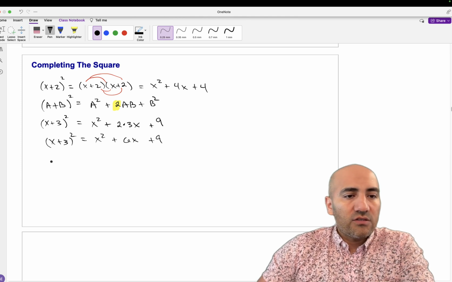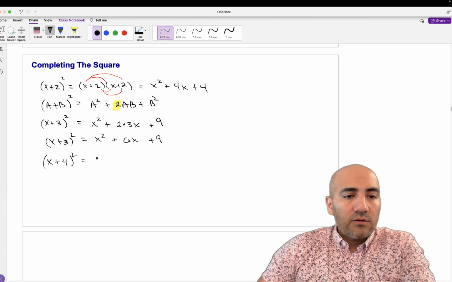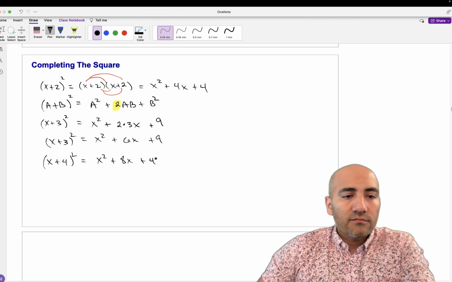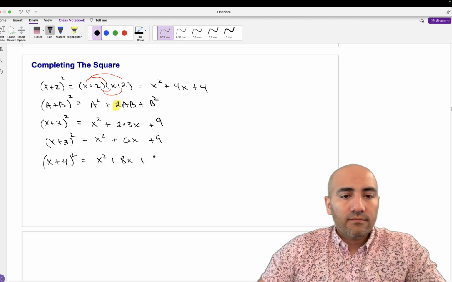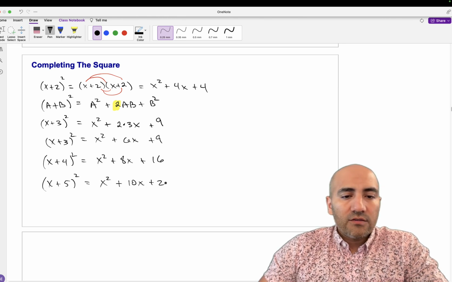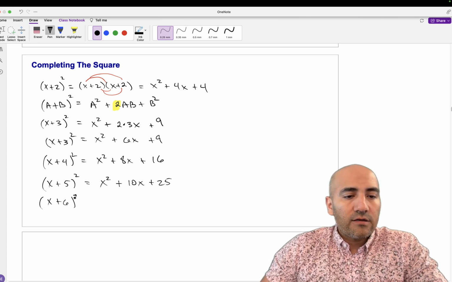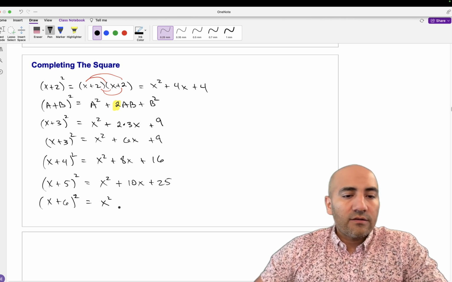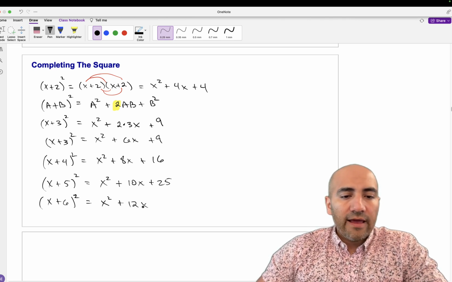Let's do just a couple more. x plus 4 squared equals x squared plus 8x plus 16. That's 4 squared, which is 16. x plus 5 squared equals x squared plus 10x plus 25. Do one last one. x plus 6 squared equals x squared plus 12x plus 36.